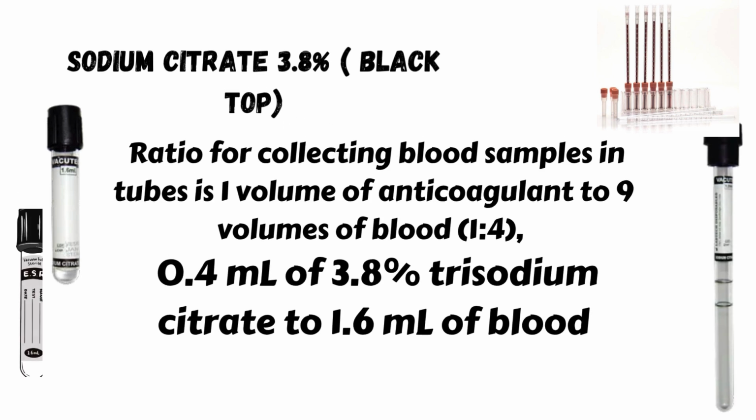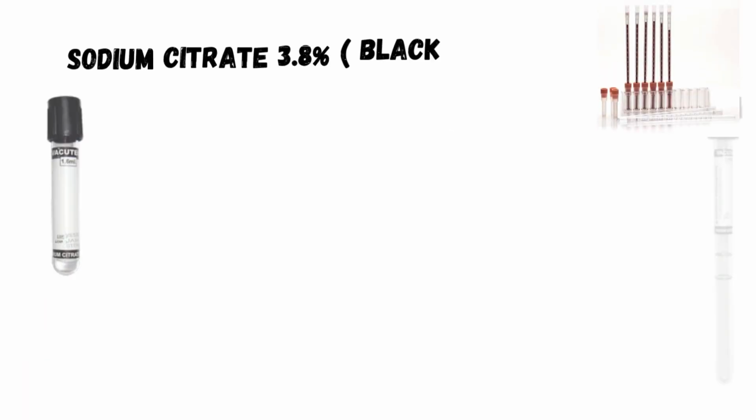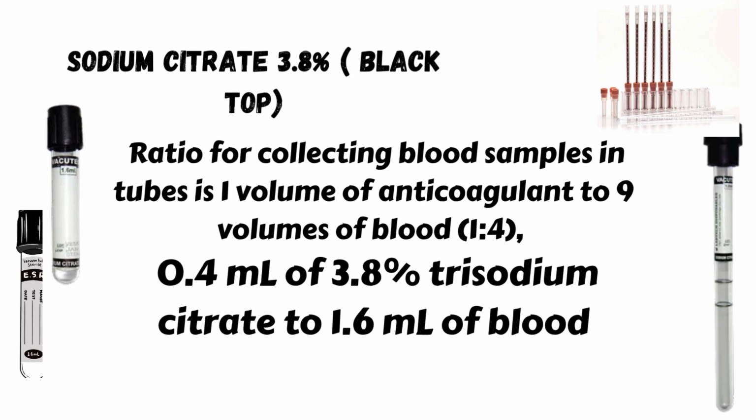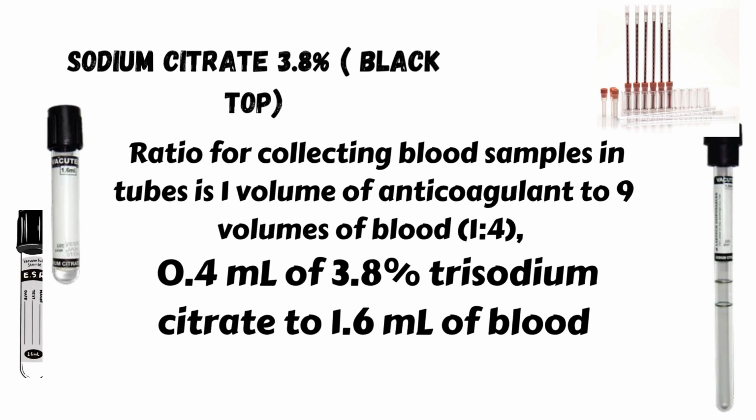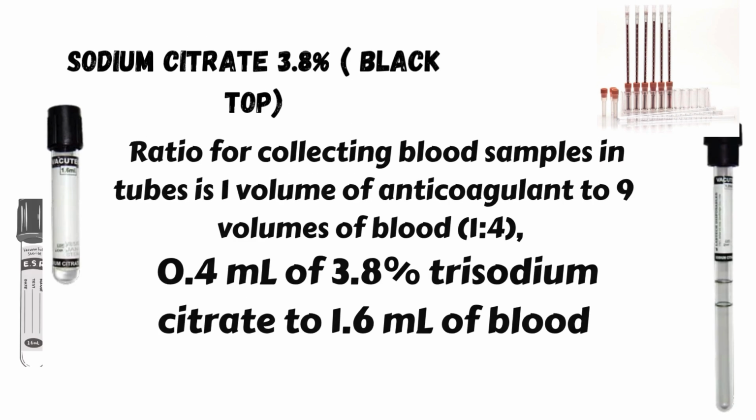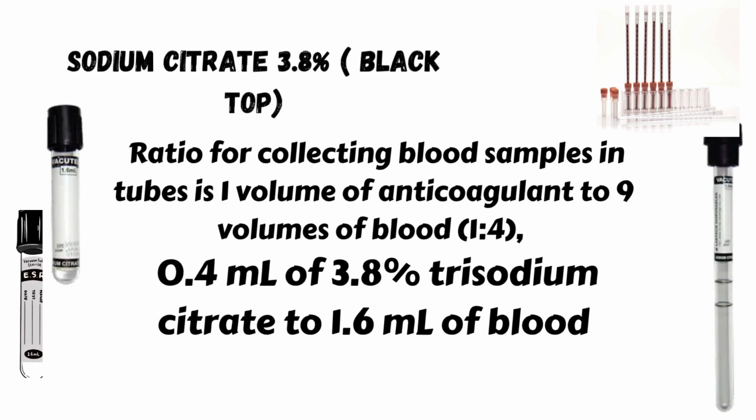Sodium citrate 3.8%, black top. The ratio for collecting blood samples in tubes is 1 volume of anticoagulant to 9 volumes of blood, 1 to 4: 0.4 milliliters of 3.8% trisodium citrate to 1.6 milliliters of blood.